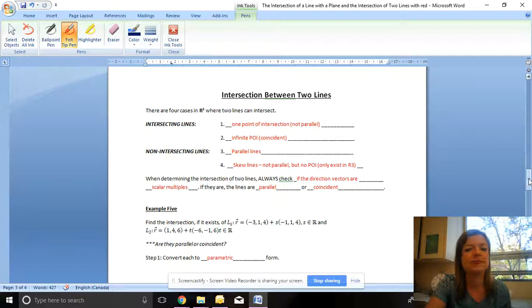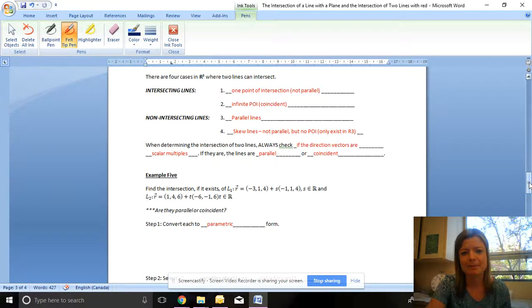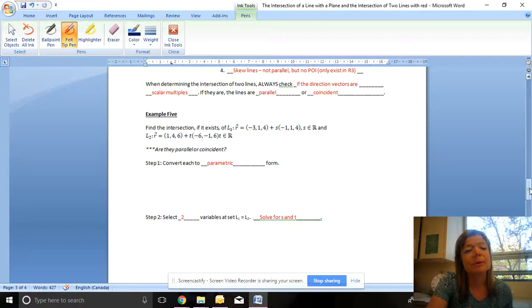I have a friend whose last name is Skew, and he's a math teacher, so I always make fun of him for this. These are the kind of jokes you make when you're math teachers. We're really quite cool, let me tell you.